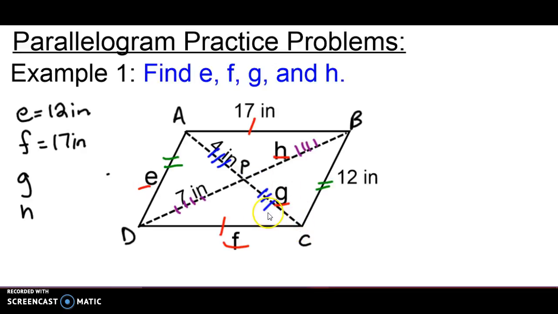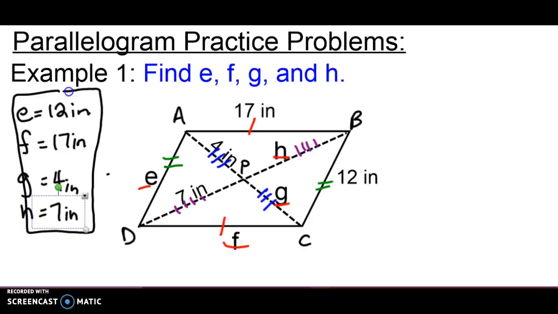G is part of one of our diagonals, AC, and we know that the length of G is congruent to AP. We know AP equals 4 inches, therefore G equals 4 inches. And then finally H, we know is congruent to DP, which is 7 inches, therefore H is also 7 inches. This should be our final answer.